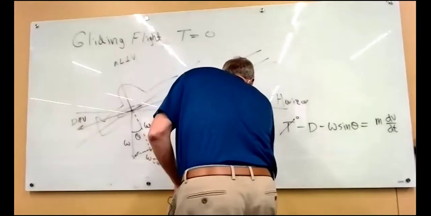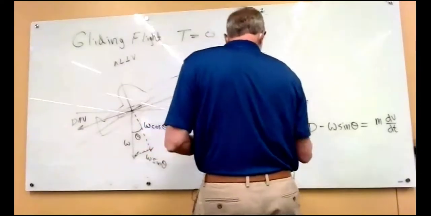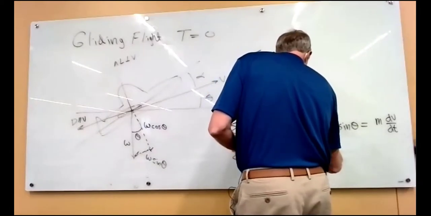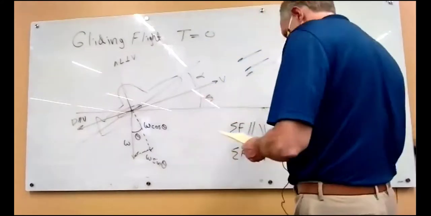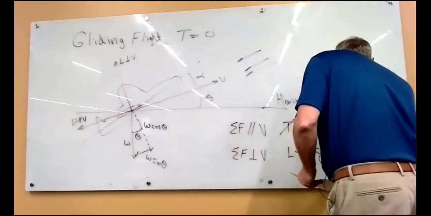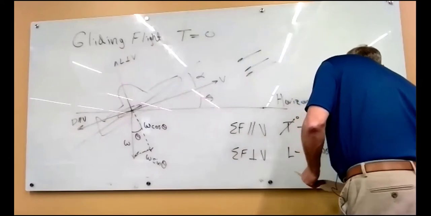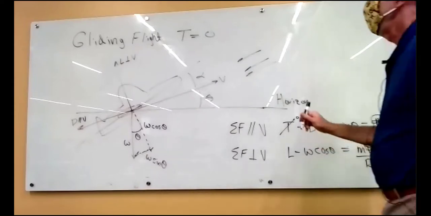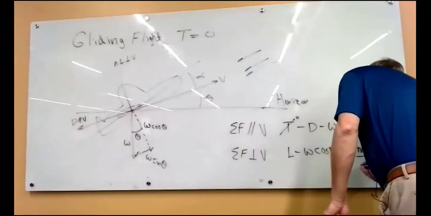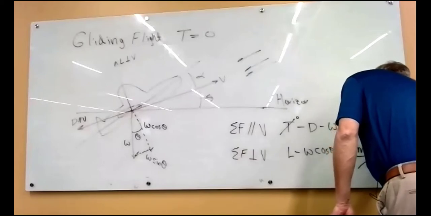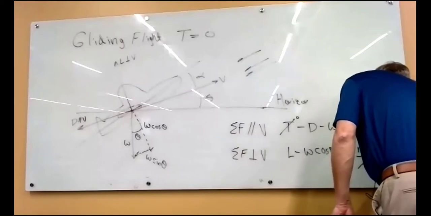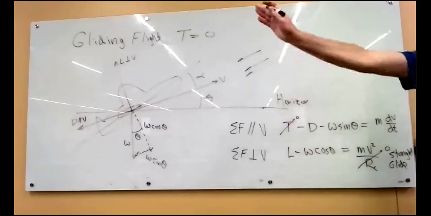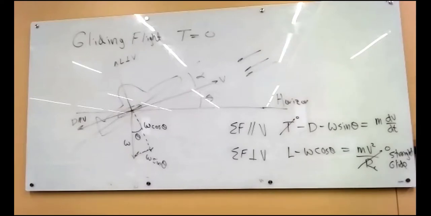And then here's the perpendicular forces. We've got lift up minus W cosine theta, so that's the component down that way. And that's equal to the centripetal acceleration required if we're curving. But we're doing straight line flight here, so we're going to say this is 0 for a straight glide. So we're not doing a pull-up kind of a thing. We're just gliding straight.